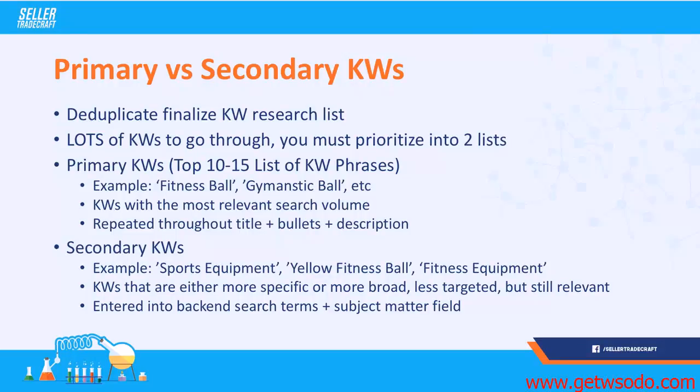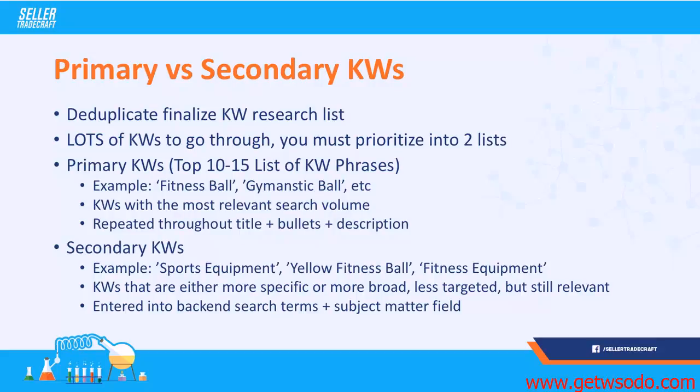Now, secondary keywords are the second set of keywords, which are often longer tail and more broad or general. So let's go off the same example of the fitness ball. An example of a secondary keyword for a fitness ball might be something like sports equipment, yellow fitness ball, fitness equipment. These are essentially keywords that might incorporate specific details like quantity, size, and shape. And they're either more specific or more broad and less targeted, but still relevant.